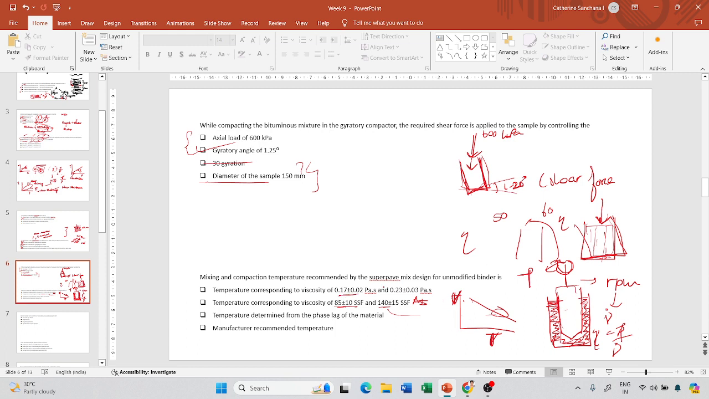Now for mixing temperature, you find out the temperature corresponding to a viscosity of 0.17 plus or minus 0.02 pascal second, and for compaction temperature, you find the temperature corresponding to 0.23 plus or minus 0.03 pascal second. So the temperature corresponding to 0.17 you will take as the mixing temperature, and the one corresponding to 0.23 you will take as the compaction temperature, okay?